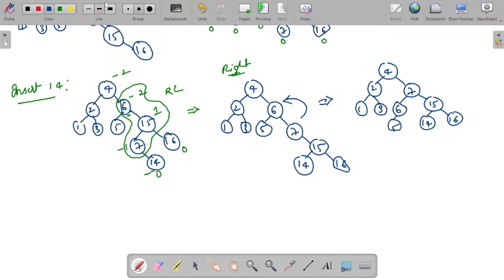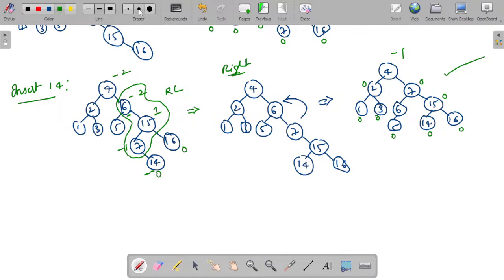Now if you calculate the balance factors, it will be this: 0 for leaf nodes. For 15 it is going to be 0 because 1 minus 1. For 7 it is going to be 2 minus 2. And for 2 it is going to be 1 minus 1. For 4 it is going to be 2 minus 3, because the deepest leaf nodes are 5, 14 and 16 in the right subtree, which is 3 levels, so it is minus 1. Now the balance factors are within the range. So now this tree is a balanced AVL tree.